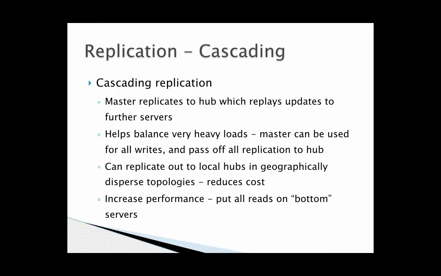Okay, we can have cascading replication, which works through a hub. So you send everything into a central hub. This can help with the load balancing if you've got lots of reads coming through and lots of writes. It can also help disperse the workload to local areas.